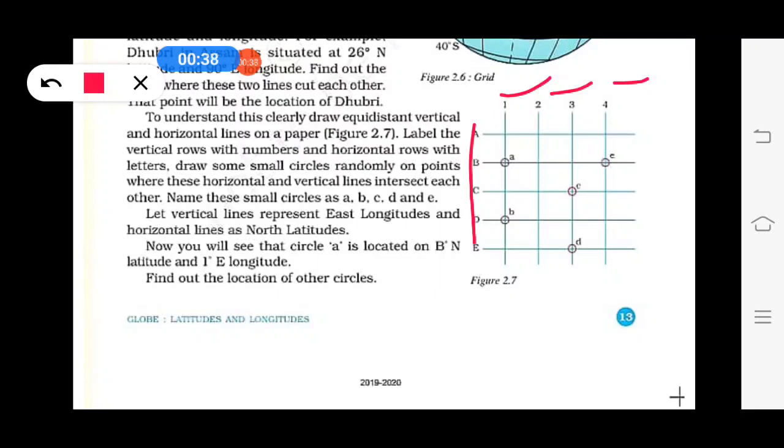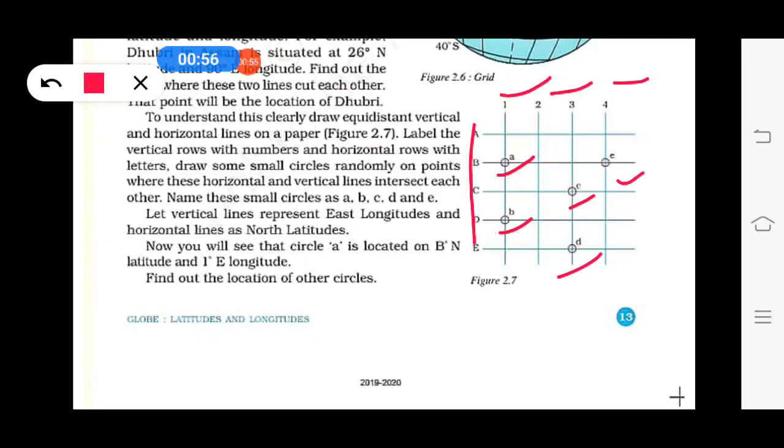Now, draw some small circles randomly on points where each horizontal and vertical line intersect each other. Name these small circles as A, B, C, D, E.